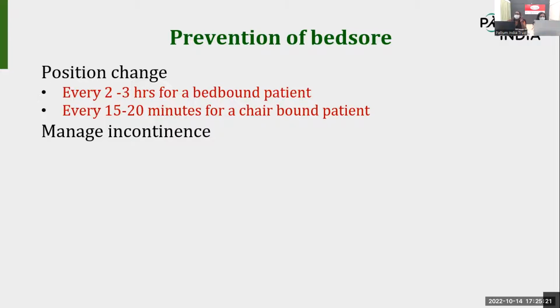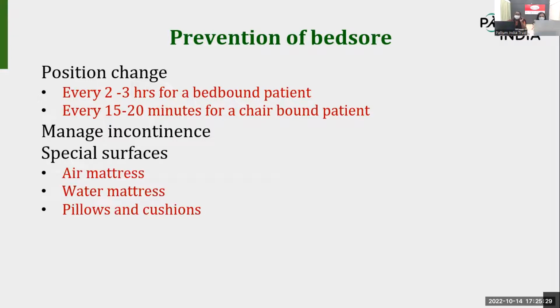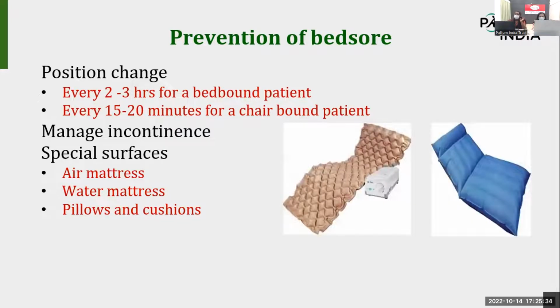But the thing is, if there is any wetness, definitely they need to change the sheets as soon as possible. Otherwise, it can cause pressure ulcer. And you can suggest a special mattress like an air mattress or a water mattress. There are differences between an air mattress and a water mattress. An air mattress needs electricity and a water mattress doesn't need any electricity. So here the air mattress is the better one, because the alternating pressure exchange is always there.